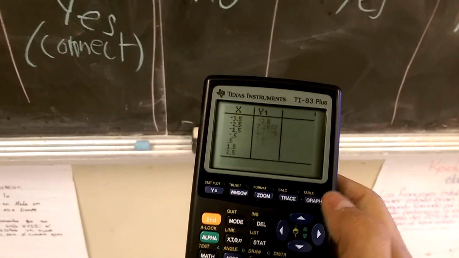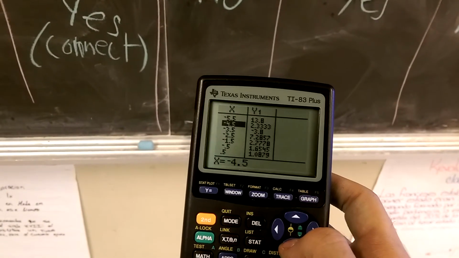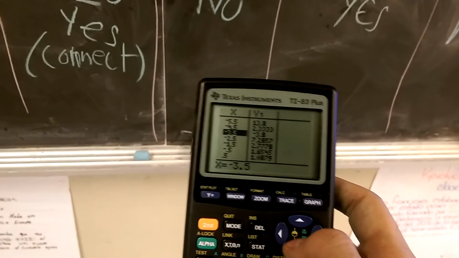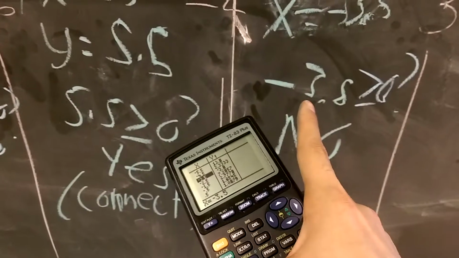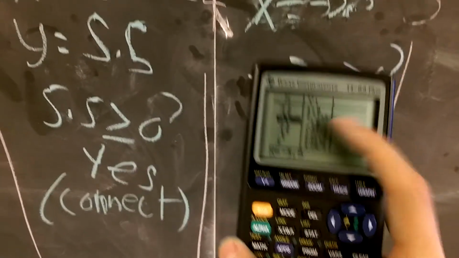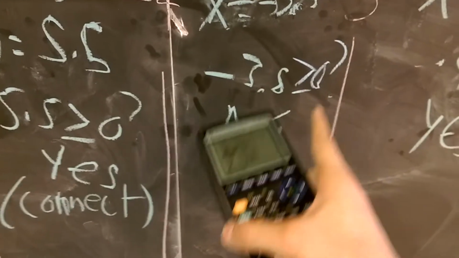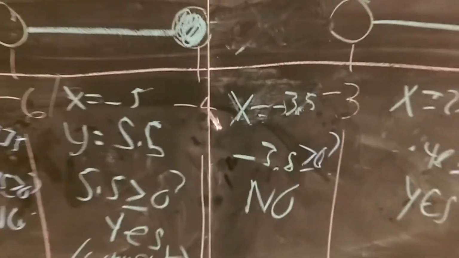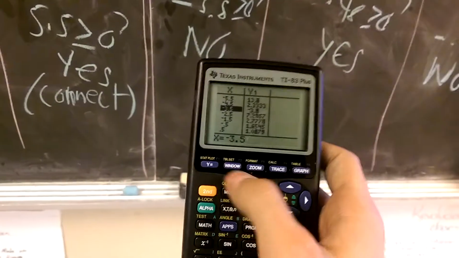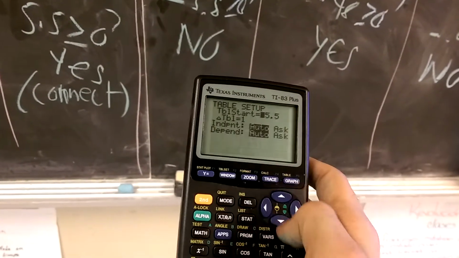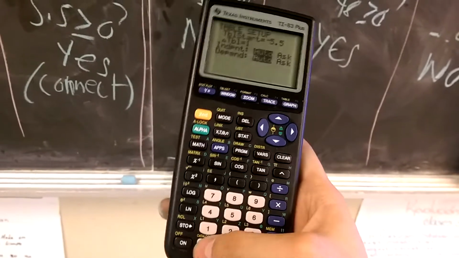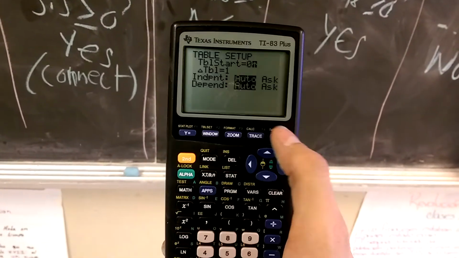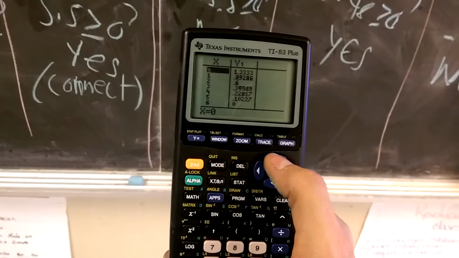I go back to my table, and now I have the values I need. So for negative 3.5, the y value is negative 3.8. Is negative 3.8 greater than or equal to 0? No, so you don't include there. Now to fix it, just go back to second window, and pick any whole number. I'm just going to press 0, like the usual. So I'm back in business.